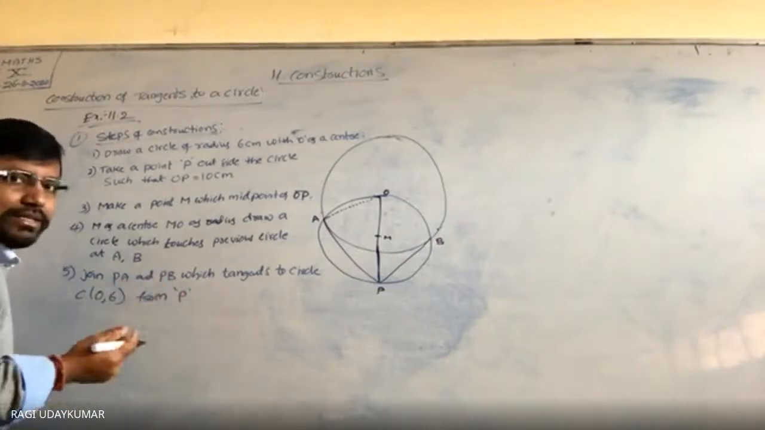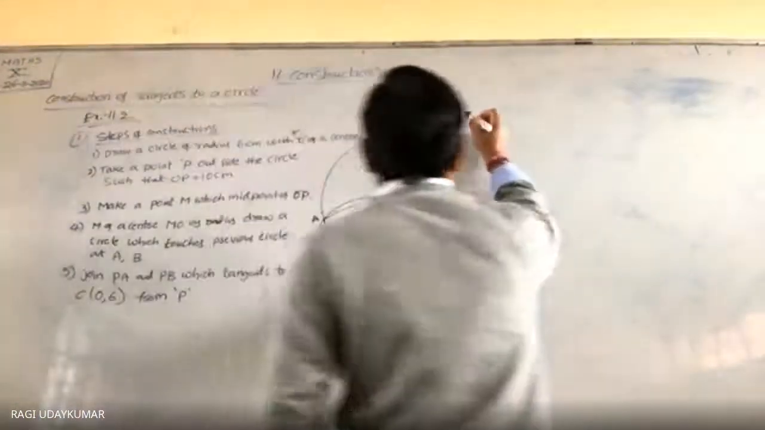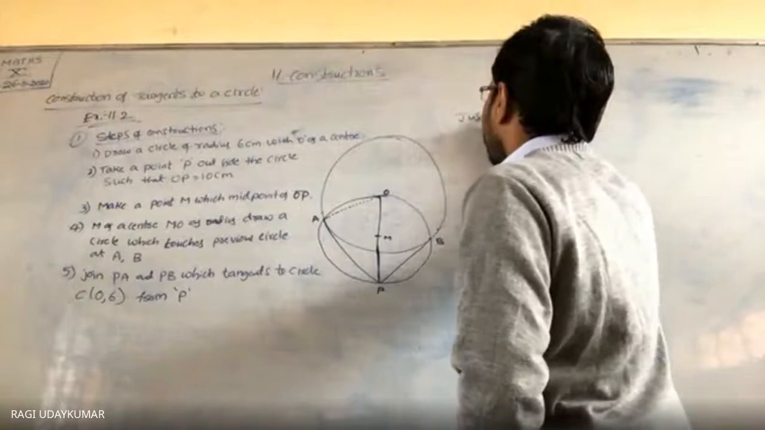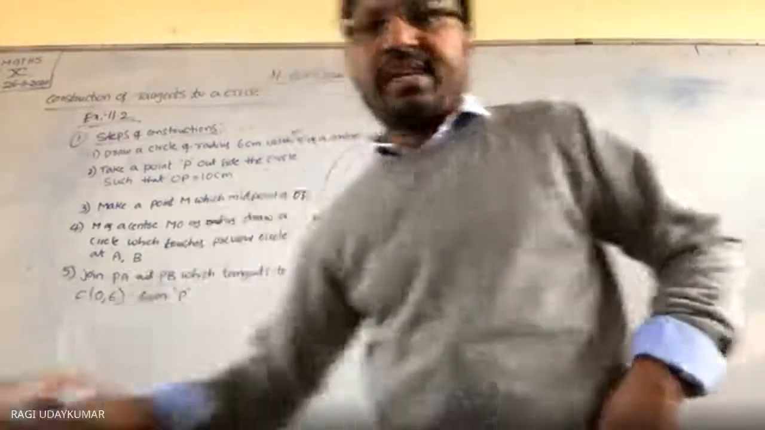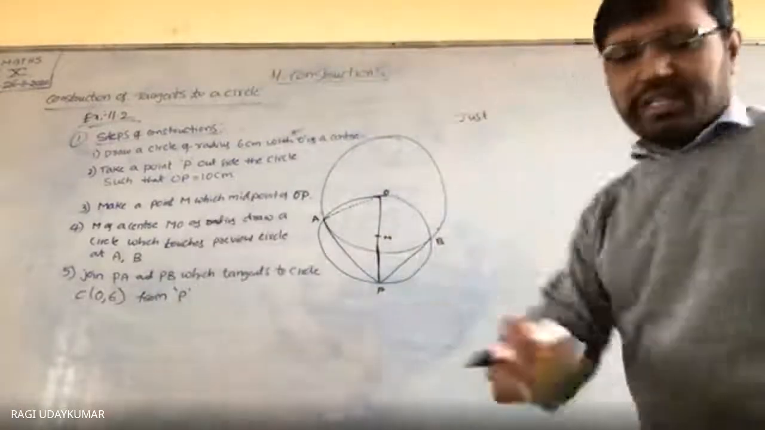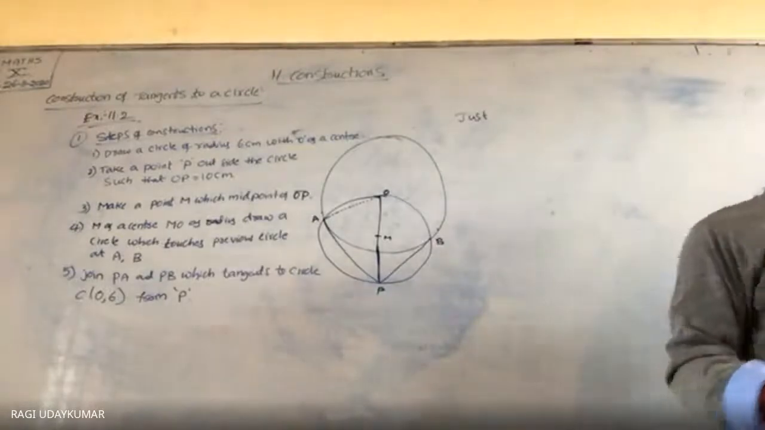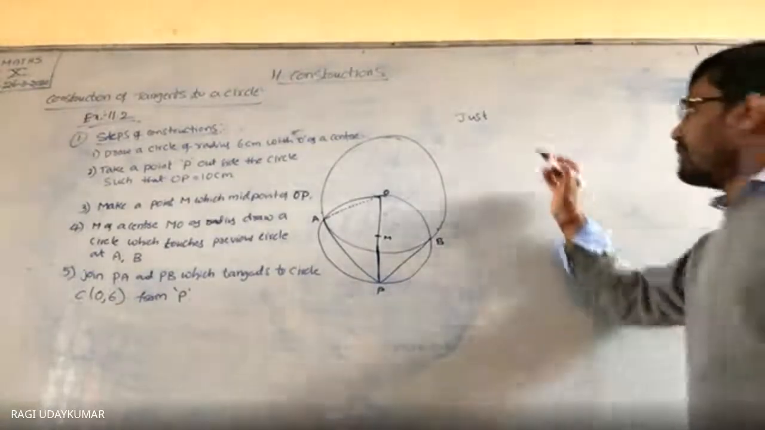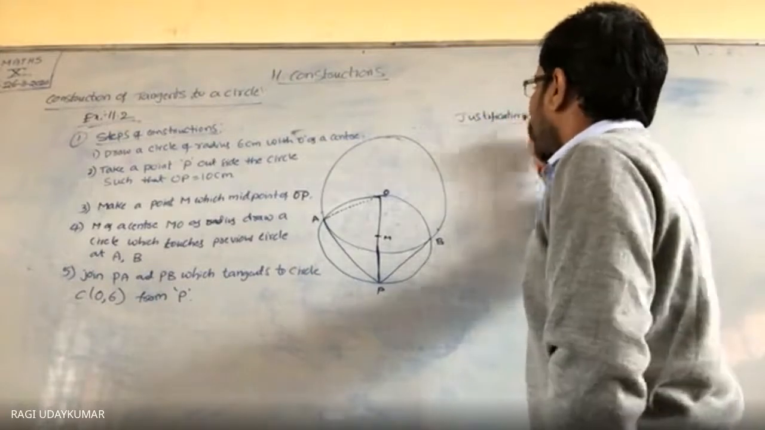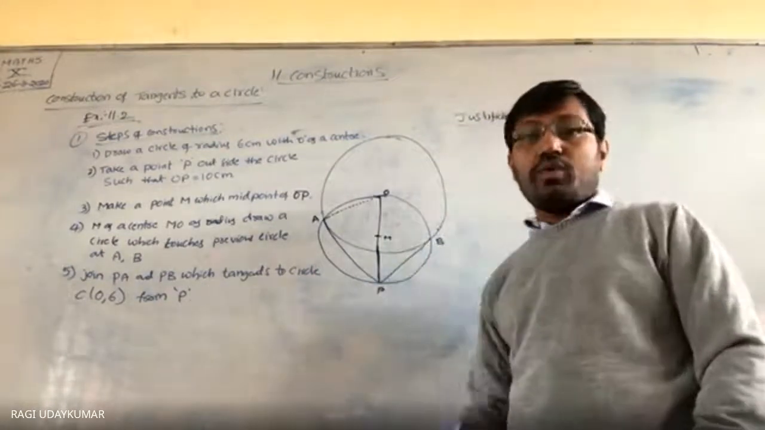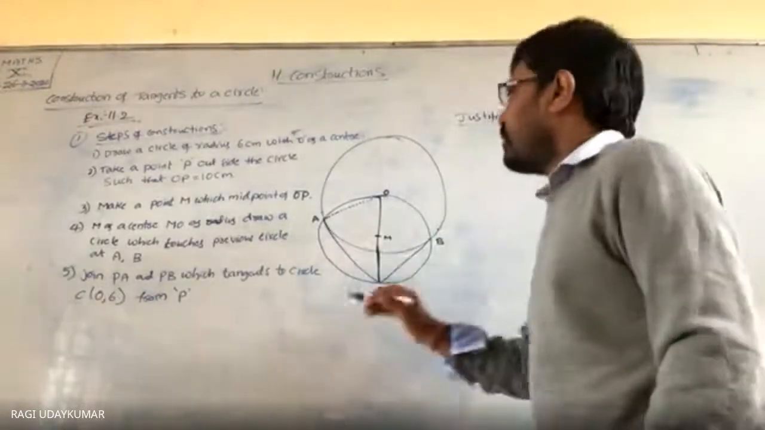P is the point of tangents. So how can you say they are tangents? Better you write the justification. Justification means how do you say that they are the tangents? You need to write it here.